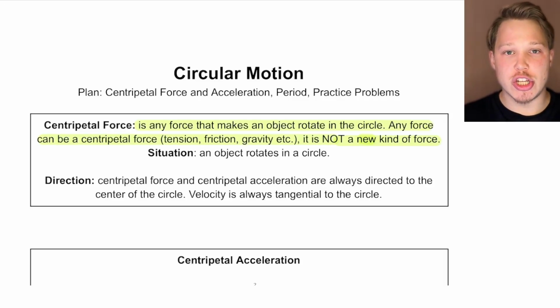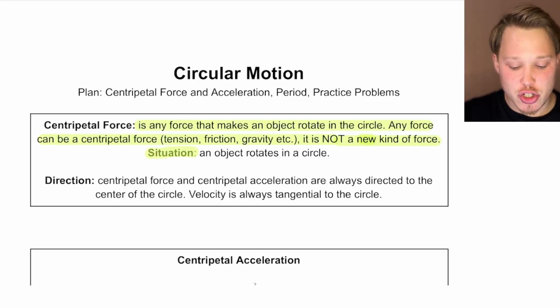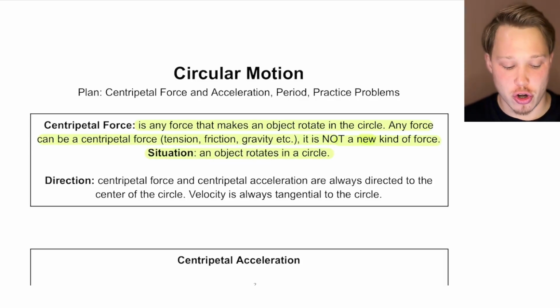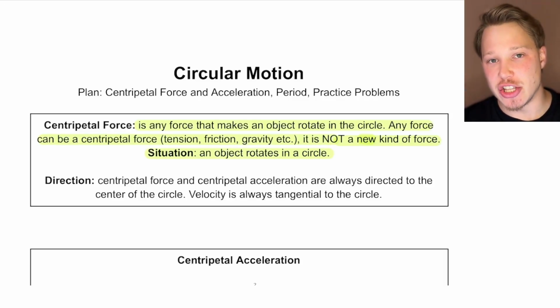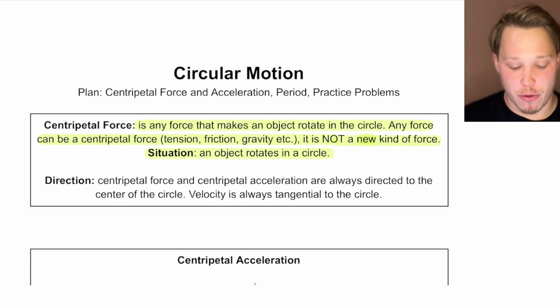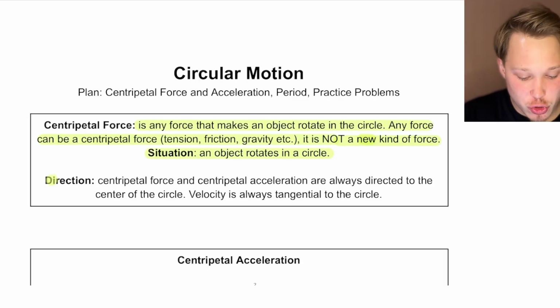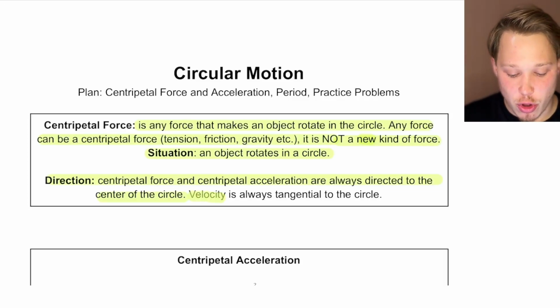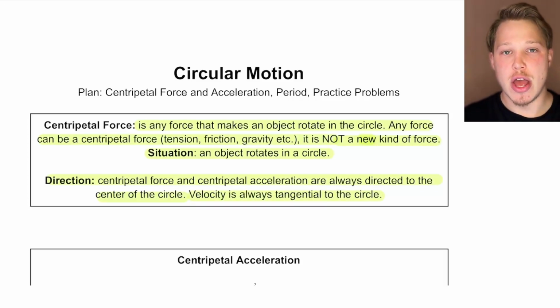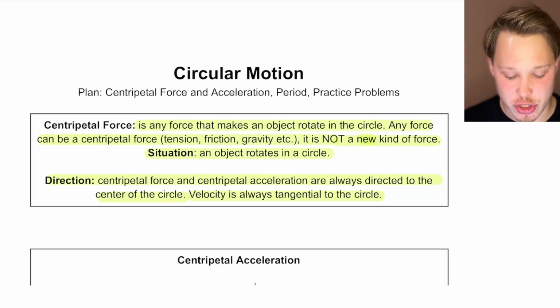Now, in which situation does it apply? Essentially, in any situation when an object is rotated in a circle. And the direction of this force, this is very important. Since the centripetal force is what makes it rotate in the circle, the direction of centripetal force is always going to be to the center of the circle, of both the centripetal force and the centripetal acceleration. And velocity will always be tangential to the circle. In just a second, we will draw a diagram and I will show this on the diagram what I mean by tangential and to the center of the circle.